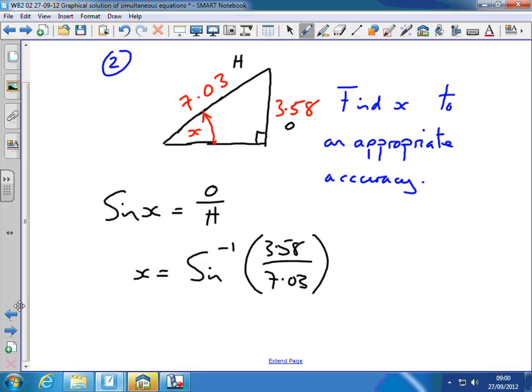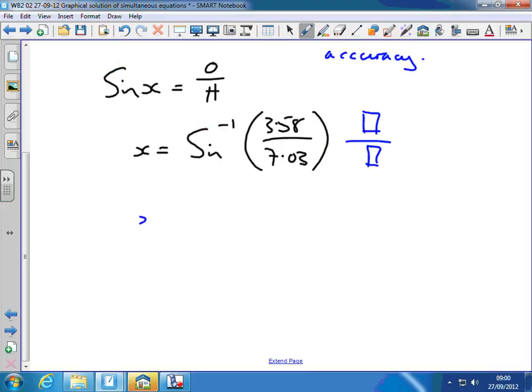On my calculator, I would press the inverse sine, so shift and then sine, and then I get this open bracket. And then I use the fraction button, so I can then enter 3.58 over 7.03. And then it gives it to me in one hit. So if you do that, please, on your calculator, what's the answer? 30.61. 30.61 degrees to 4 significant figures.